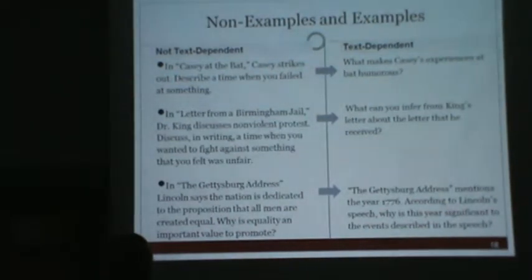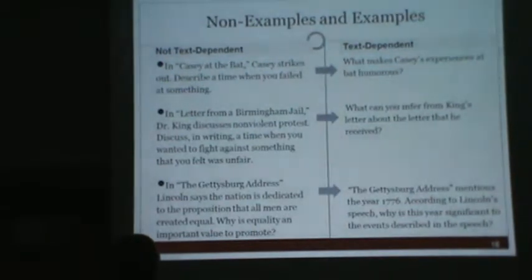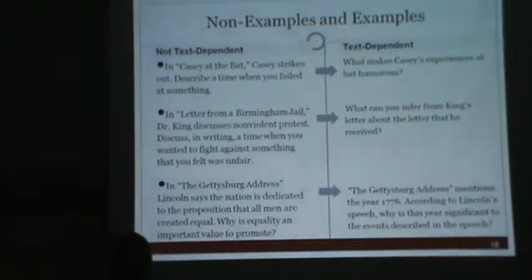In the Gettysburg Address, Lincoln says the nation is dedicated to the proposition that all men are created equal. Why is equality an important value to promote? Instead, the Gettysburg Address mentions the year 1776. According to Lincoln's speech, why is this year significant to the events described in the speech? Does everybody see how those are different?